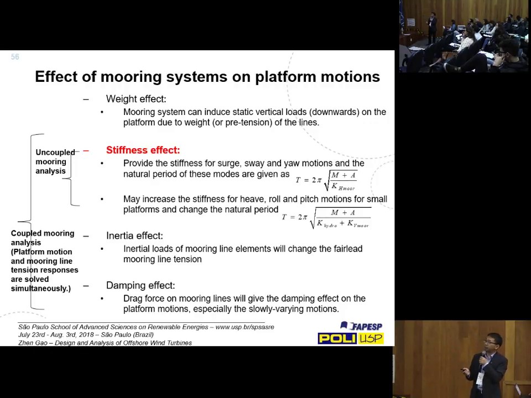And of course, you have to consider the stiffness effect, the restoring effect. If you don't have a mooring system, the structure will drift away horizontally. And then when the water depth increases, you also need to consider inertial effect and damping effect. Inertial effect mainly means if the mooring system moves, then you also have the inertial force on the mooring lines, which will add to the motion of the platform at the fairlead. And you have also drag force on the mooring lines, which brings also the damping force with respect to the motion of the platform.